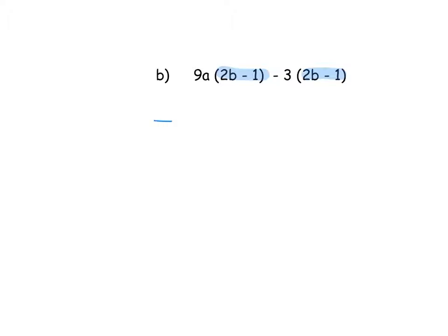All right. So I see that there's that 2b minus 1 binomial that they both have in common, so I'm pulling it out as a common factor. And now I need to write, well, what's left over after I pull out the 2b minus 1? Well, from that first term, I have the 9a. And from that second term, I have the minus 3. So I can't just write positive 3. I have to write minus 3. And now I'm done.